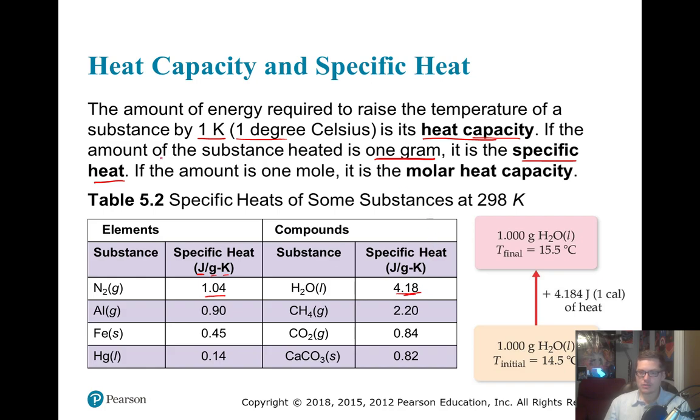Now, if these are all specific heats, we can also have molar heat capacity, where instead of being in joules per gram Kelvin, it's in joules per mole Kelvin.